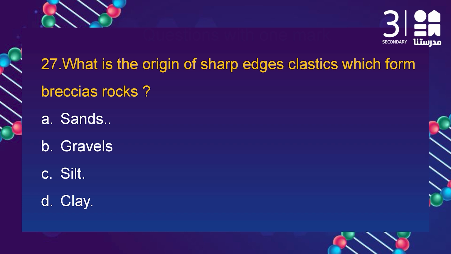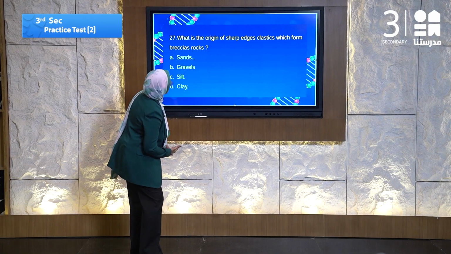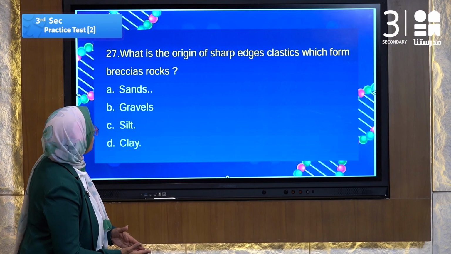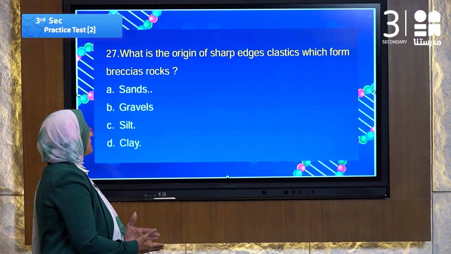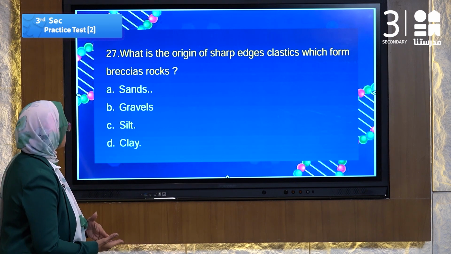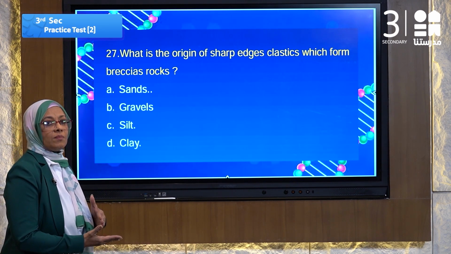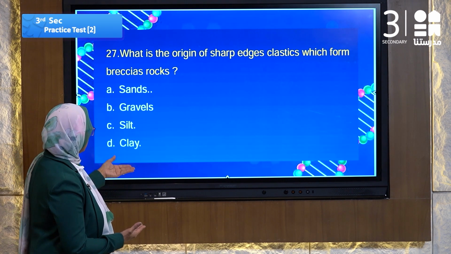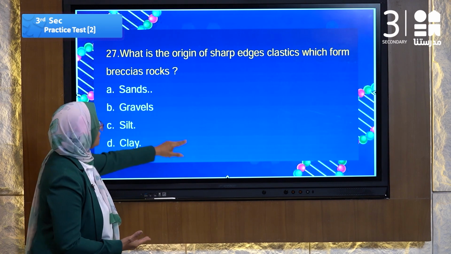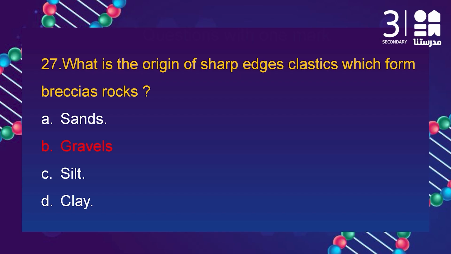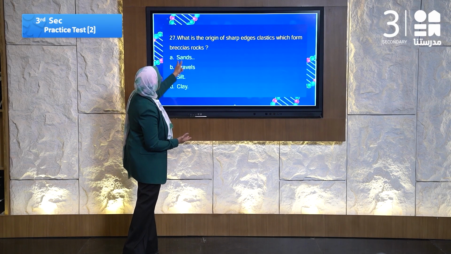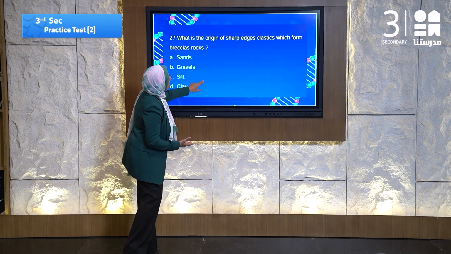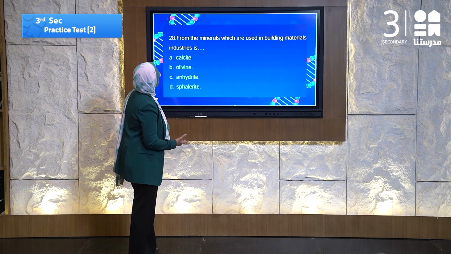27, what is the origin of the sharp edge? Calcitic, which form precious rocks. Which of them form the precious rocks? Let's read. Sands, gravels, silt, clay. Precious rocks, it must be gravels. The gravels have precious rocks. Let's go to 28.